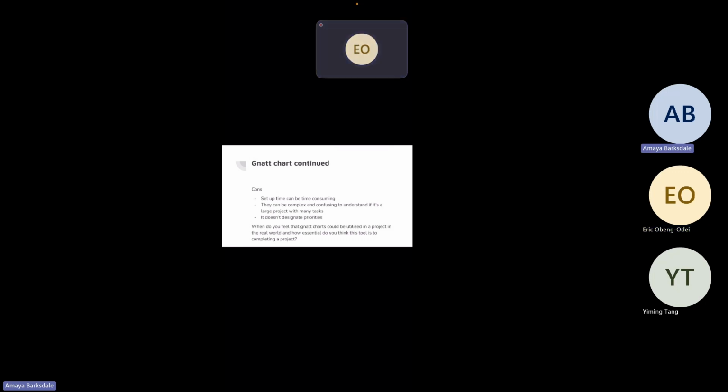Okay. And then, I guess, could you repeat the question again? It's about the disadvantages of Gantt charts? Well, I was just asking, when do you feel that this chart could be utilized in a project in the real world? And if not, when do you feel like it could be?